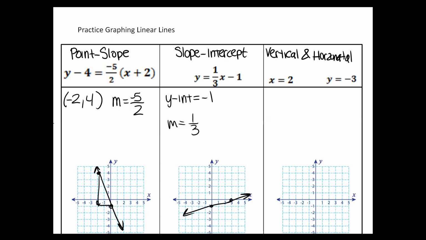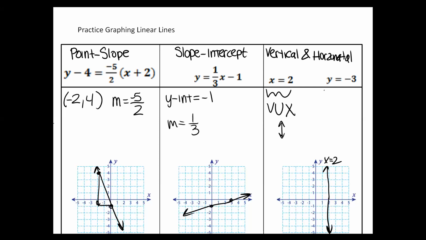The vertical lines, so for vertical lines, we use the acronym BUCKS. Vertical lines are undefined for all values of x. Vertical lines go up and down. In this case, at 2, we're going to go vertical for our x equals 2. I'm going to write the equation up there just so you guys can see it.